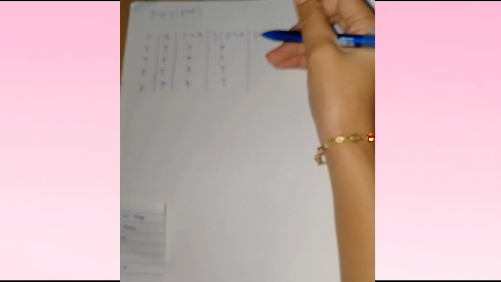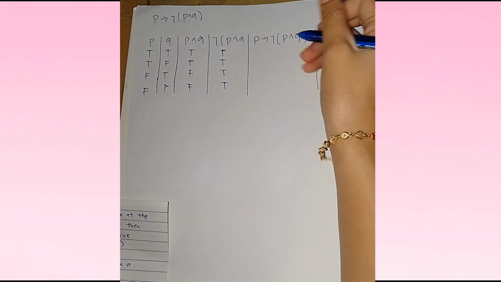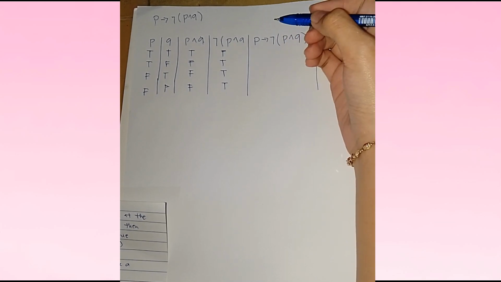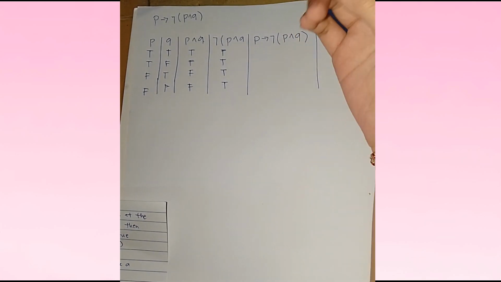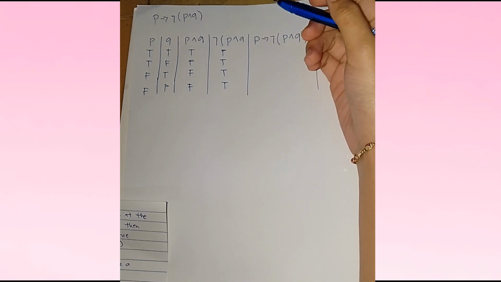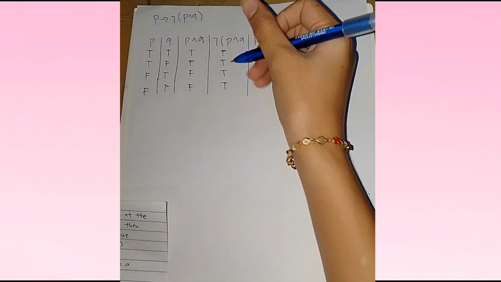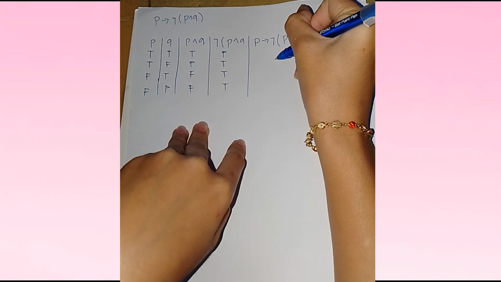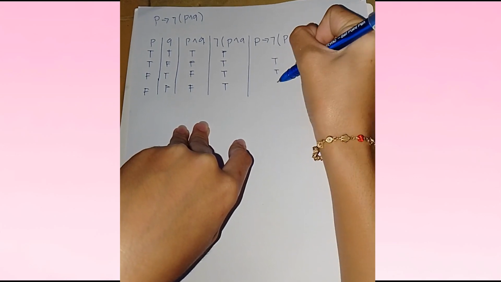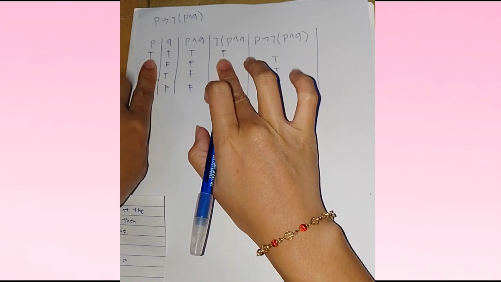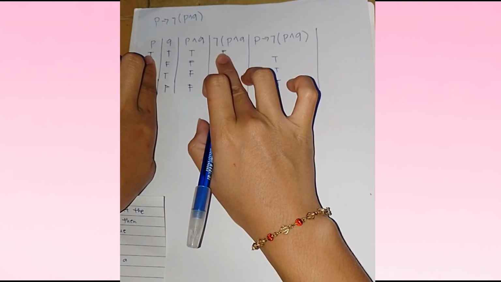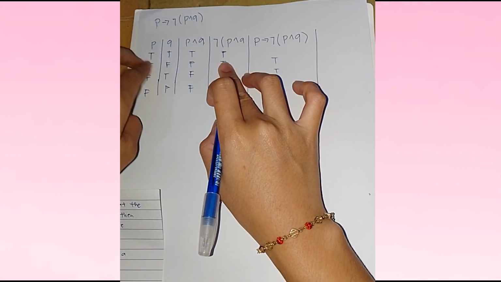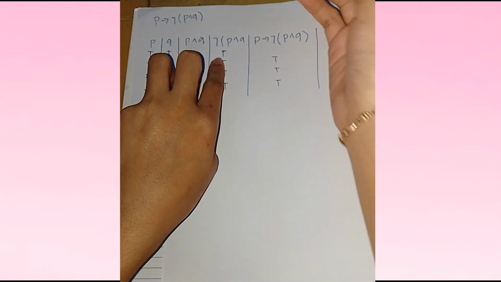So in here, if P, negation of P and Q: if there is a false present, it means false. But if the negation of P and Q has false, it means it's false. So in here, we have true, so it means these are true. Then since this is true and this is false, this means this is false, because we don't base on P, we base on here, so this is false.